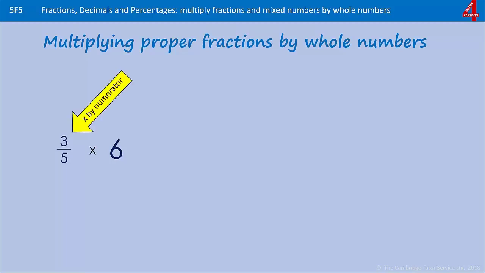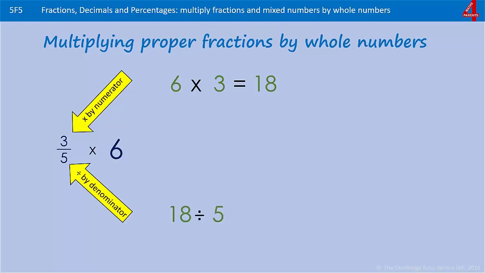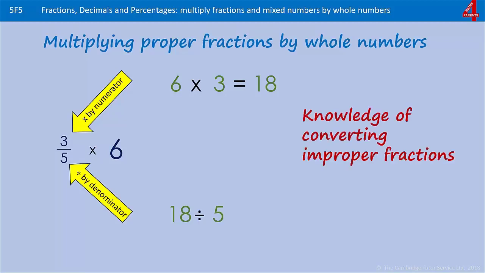Start by multiplying that 6 by the numerator. 6 times 3 is 18. Now we take the 18 and divide it by the denominator. 18 divided by 5. It won't divide exactly. Using our knowledge of converting improper fractions, 18 divided by 5. 5 goes into 18 3 times. And how many fifths are left over? That's 3/5. 3/5 times by 6 is 3 3/5.